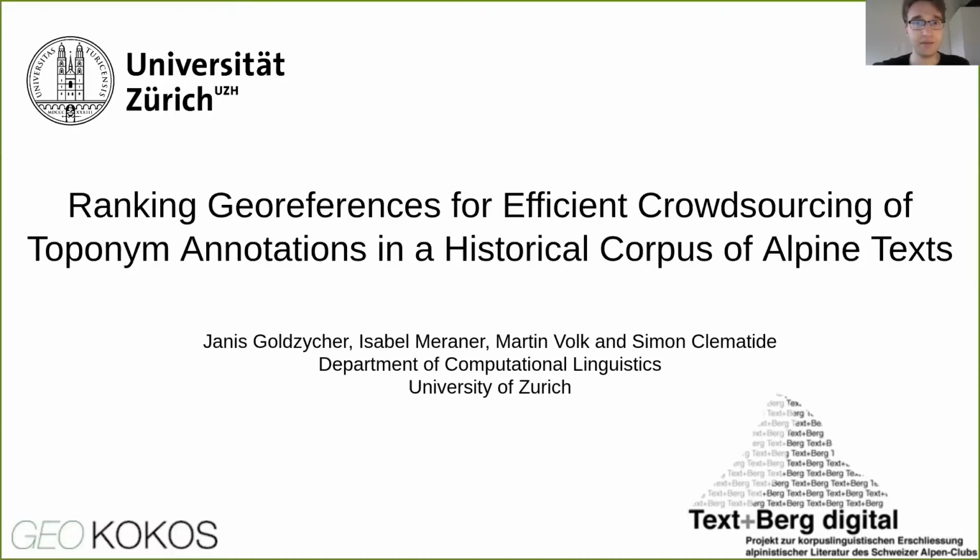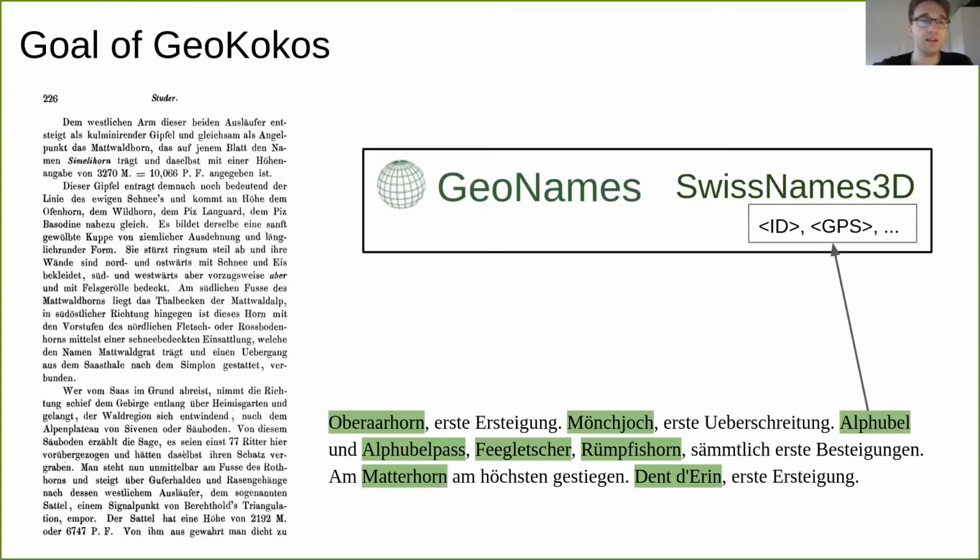In this talk, I will present our short paper called Ranking Georeferences for Efficient Crowdsourcing of Toponym Annotations in a Historical Corpus of Alpine Texts. So the goal of Geococcus is to link toponyms in the Text+Berg corpus to geographical databases.